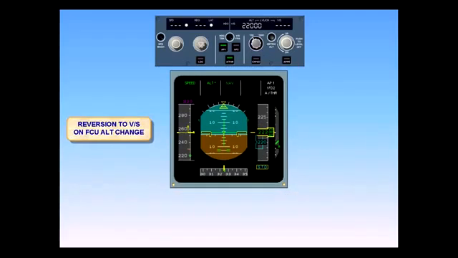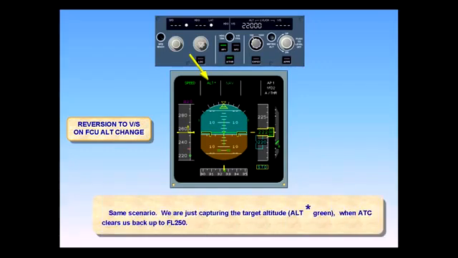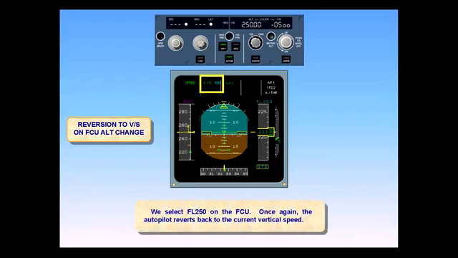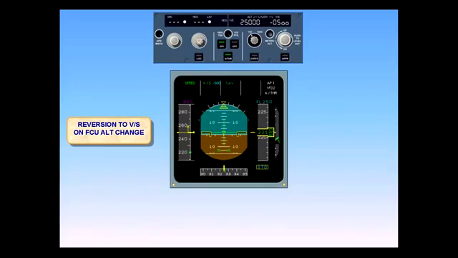Same scenario: we are just capturing the target altitude, ALT star, green, when ATC clears us back up to flight level 250. We select flight level 250 on the FCU. Once again, the autopilot reverts back to the current vertical speed. Again, it is up to the pilot to decide how to regain the altitude target, by pulling the altitude selector to engage open climb, or by selecting a vertical speed.